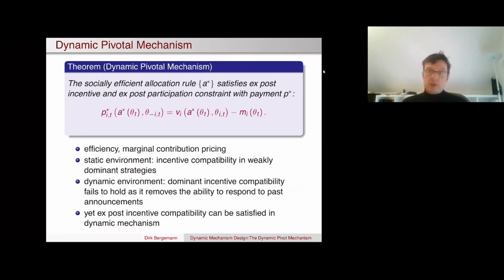So we get an efficient allocation, we can get a marginal contribution pricing, okay? But in contrast to the static environment, in the dynamic environment, we cannot guarantee dominant strategy incentive compatibility, as the agents have the ability to respond to past announcements. Yet we can get something weaker, which is what we refer to as ex post incentive compatibility.